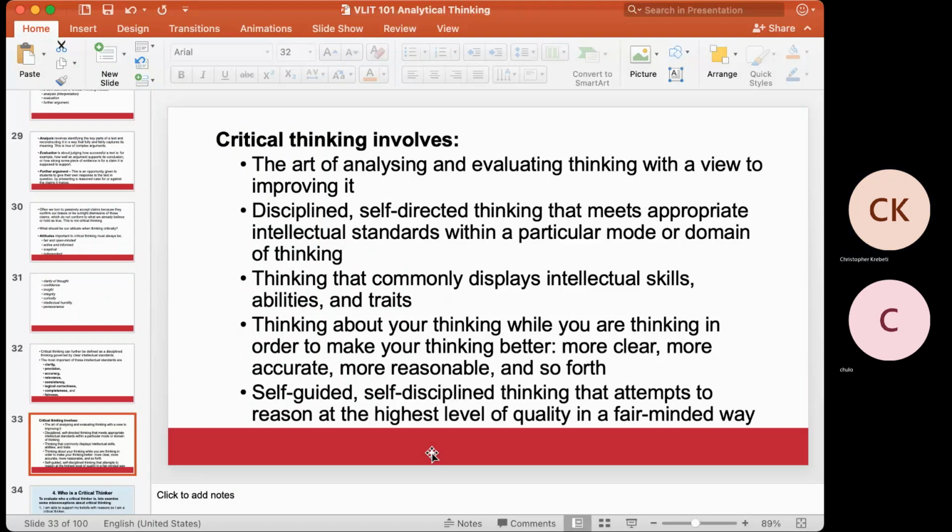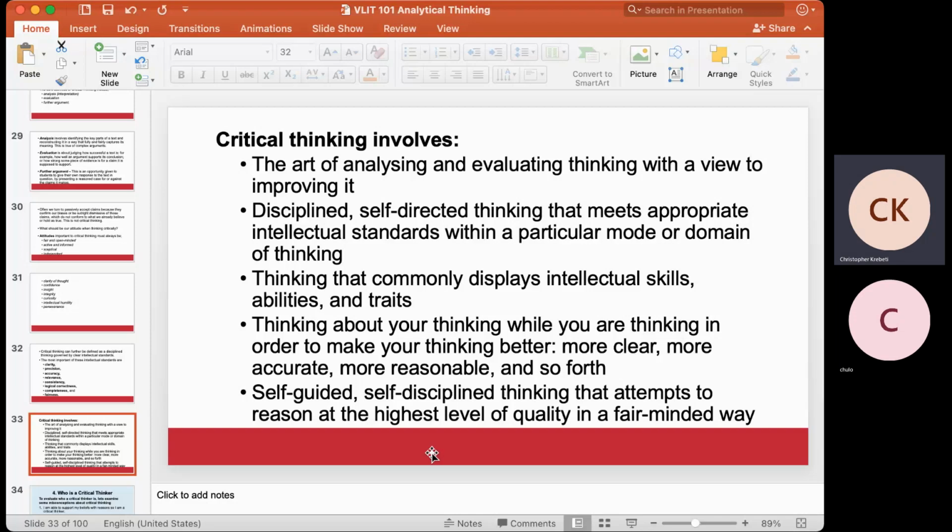Thinking that commonly displays intellectual skills, abilities, and traits, meaning that you will not behave unintellectually. If you are trained to think, you have gone through university and you are doing anything, you are solving a problem, you are responding to social issues. The basis of you going to university is to learn how to think, which means that whatever you are doing in your thinking, you should display those intellectual skills. It should be there, which we have mentioned.